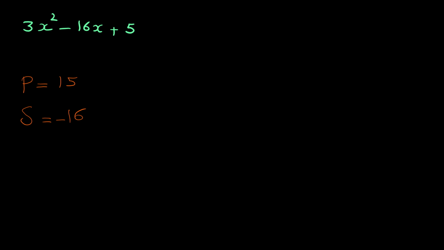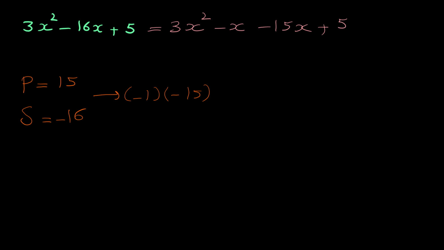The numbers that we are looking for are negative 1 and negative 15. So we can write this in the form of 3x to the 2 minus 1x or minus 15x. Again, the order really doesn't matter. Minus 1x minus 15x plus 5. From these two first terms, we can factor x. Then we have 3x minus 1. From the next two terms, we can factor a 5.